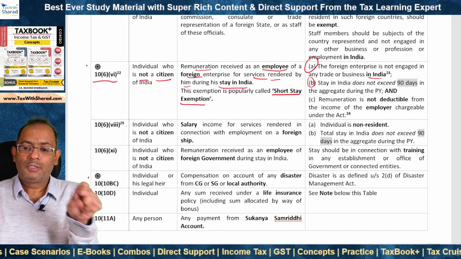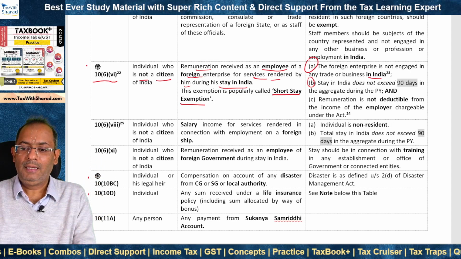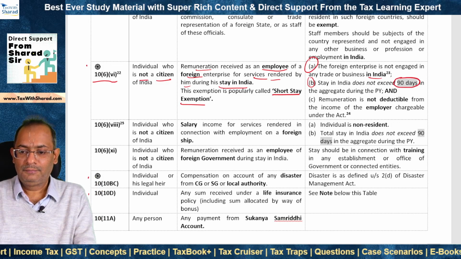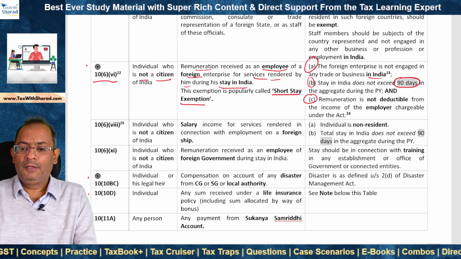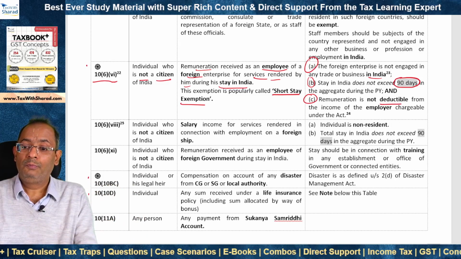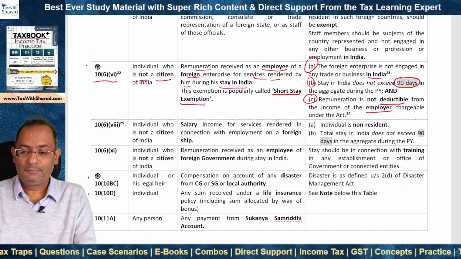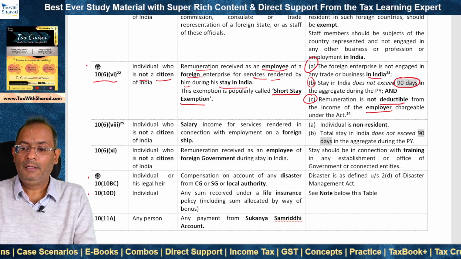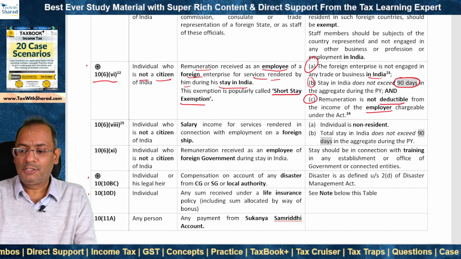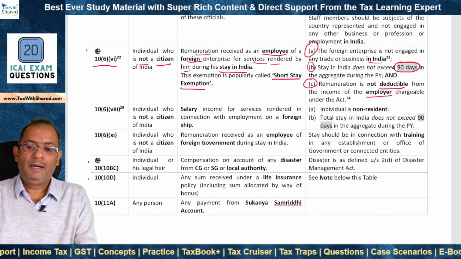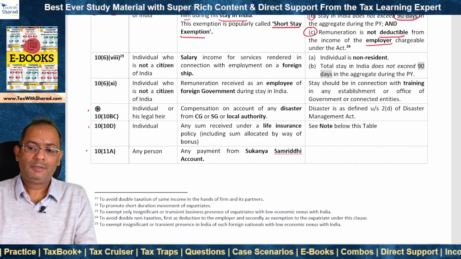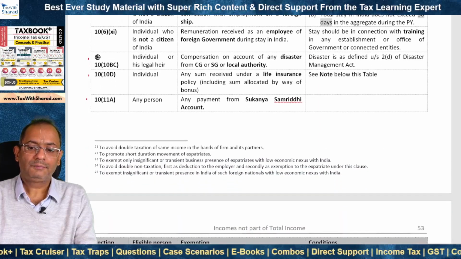Second condition is that the stay should be a short stay. That's why the term short stay exemption. Short stay means that the stay in India should not exceed 90 days in the aggregate during the previous year. And number three, the remuneration received by such employee should not be deductible from the income of the employer, which is chargeable under this Act. In such case, the remuneration received by such individual is exempt from tax in India under section 10(6)(6), and this is popularly called short stay exemption.